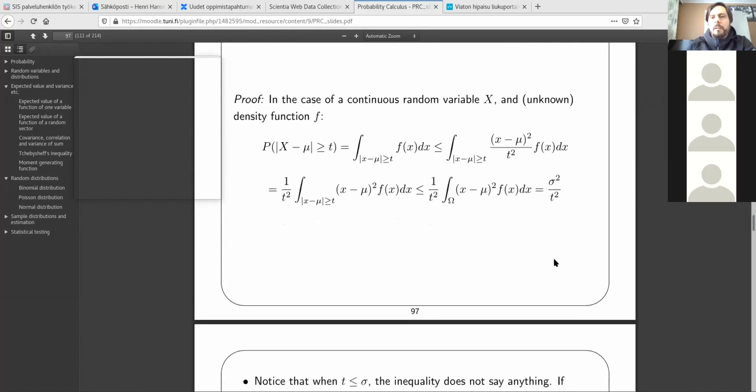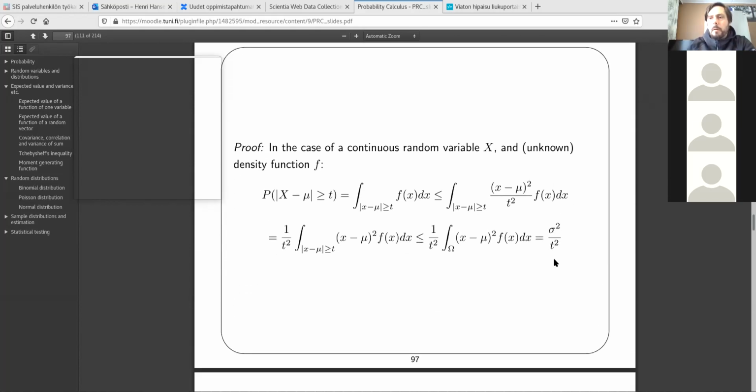This proof is done by approximating upwards. So when we look at this probability that the absolute value of x minus mu is greater than or equal to t, what we are doing is finding the integral of f of x over this region where x minus mu is actually greater than or equal to t, or its absolute value is. Now, think about it this way.